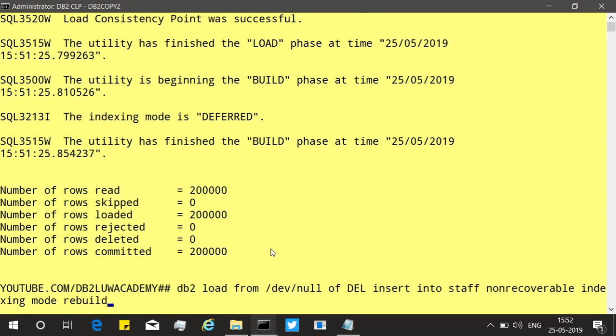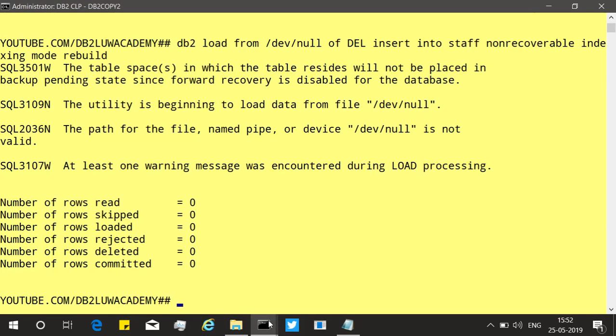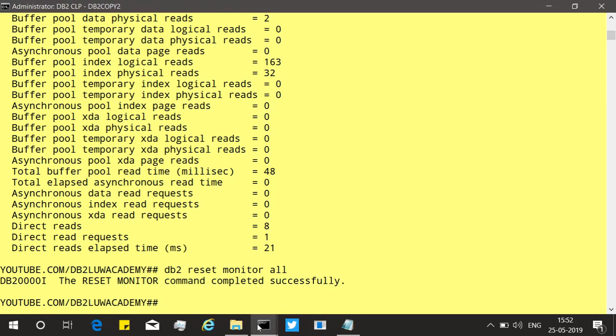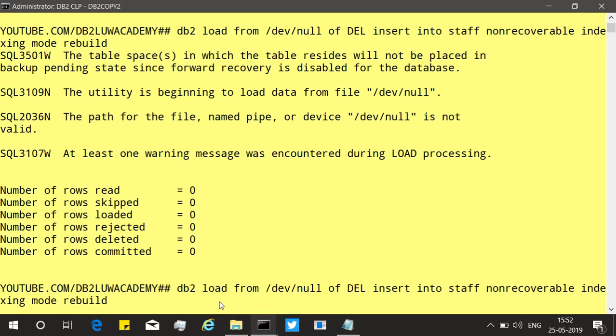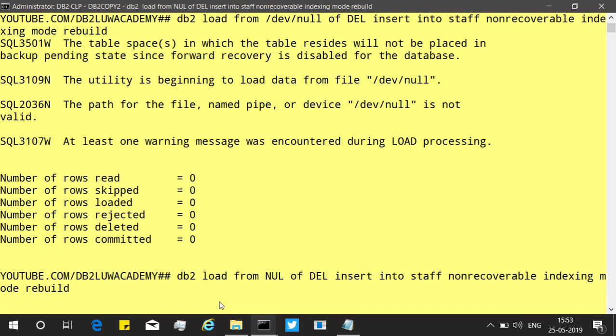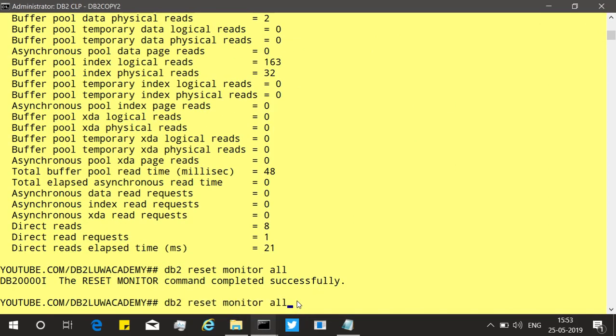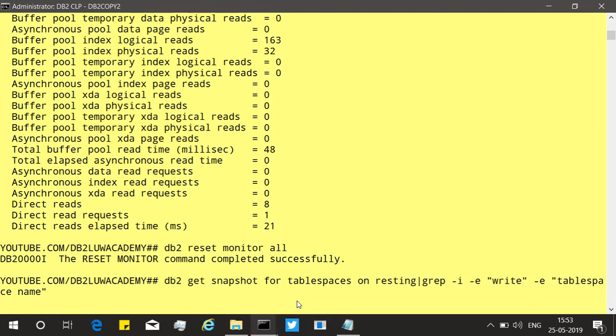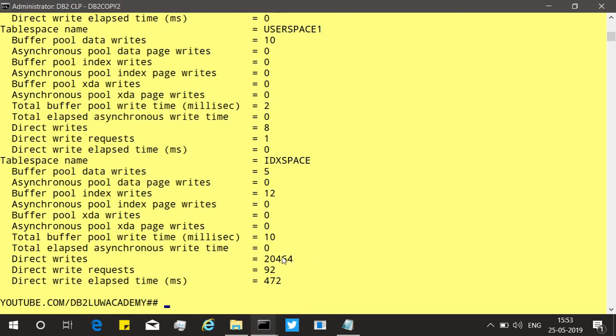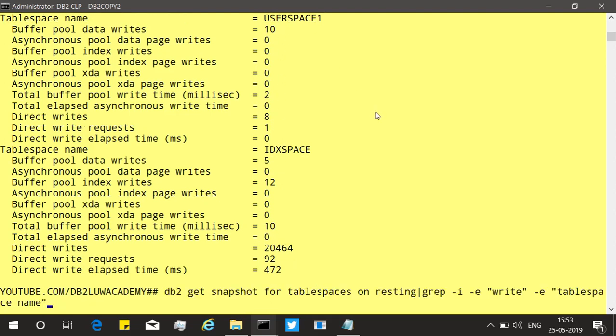I'm going to hit that, and I have reset the monitor. Oops. Okay, since I am in Windows, I have to say load from null like that. Okay, now this is correct. Now this is rebuilding the index, and I have reset the monitor. You can see the writes. In the index table space, 20,000 writes have happened. No writes on the user space, the data table space.